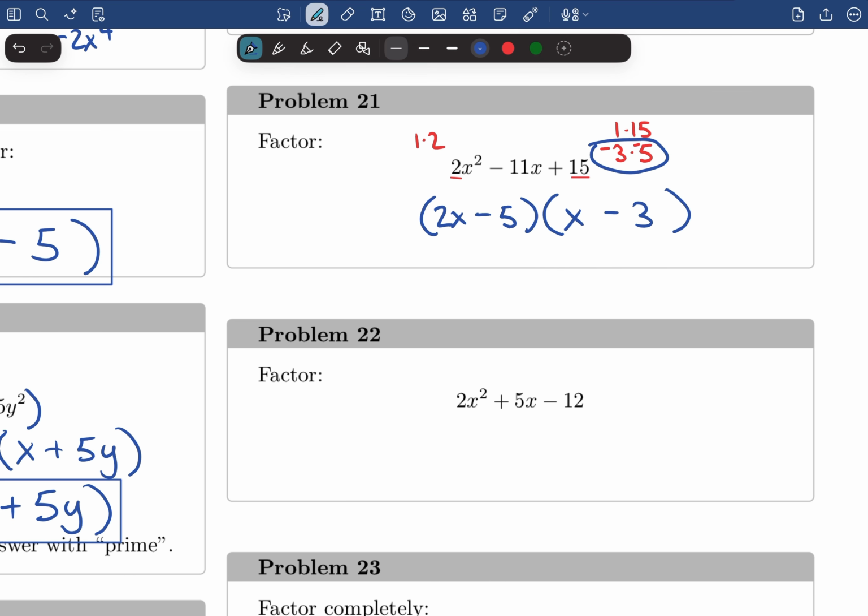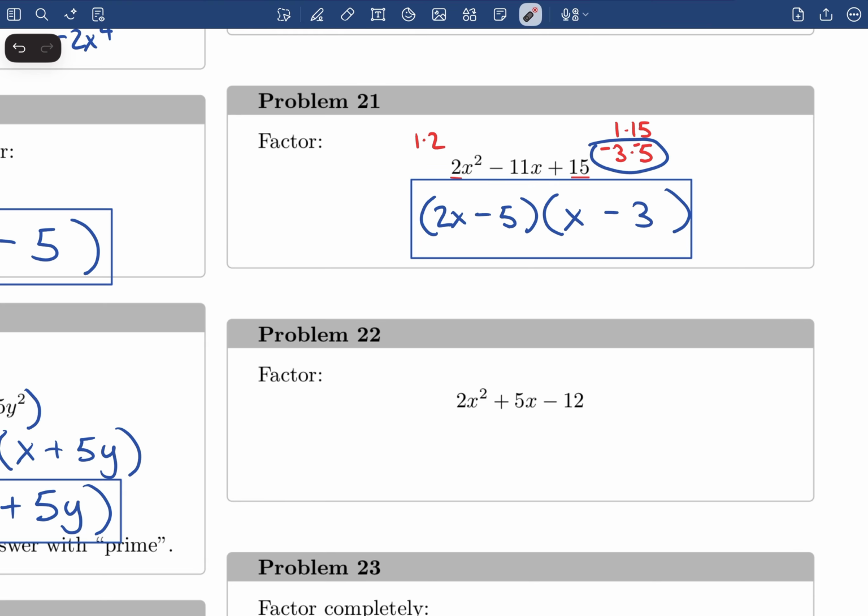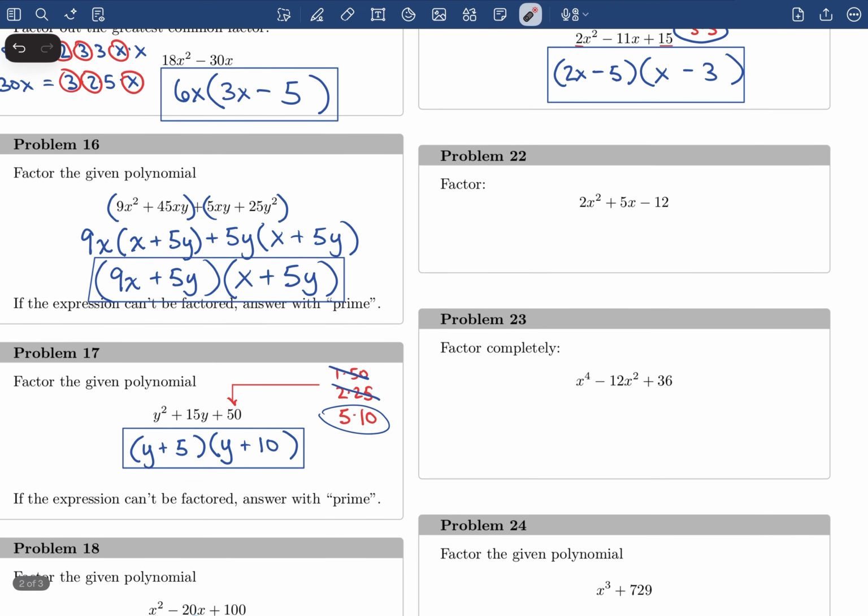Now, once again, you could have written the x minus 3 factor first, and then 2x minus 5 you could have written second. These could be swapped, and it doesn't matter, but they have to be 2x minus 5 as one of the factors, and x minus 3 as the other factor.